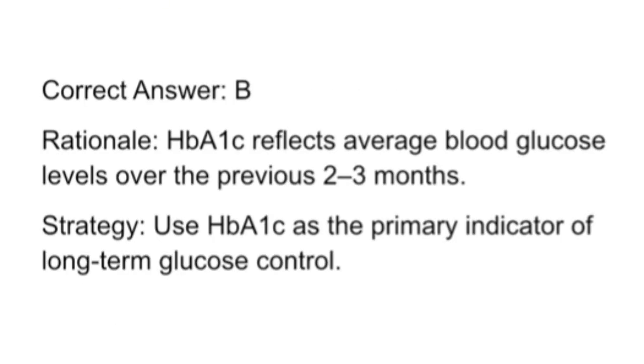Correct answer, B. Rationale. HbA1c reflects average blood glucose levels over the previous 2 to 3 months. Strategy. Use HbA1c as the primary indicator of long-term glucose control.